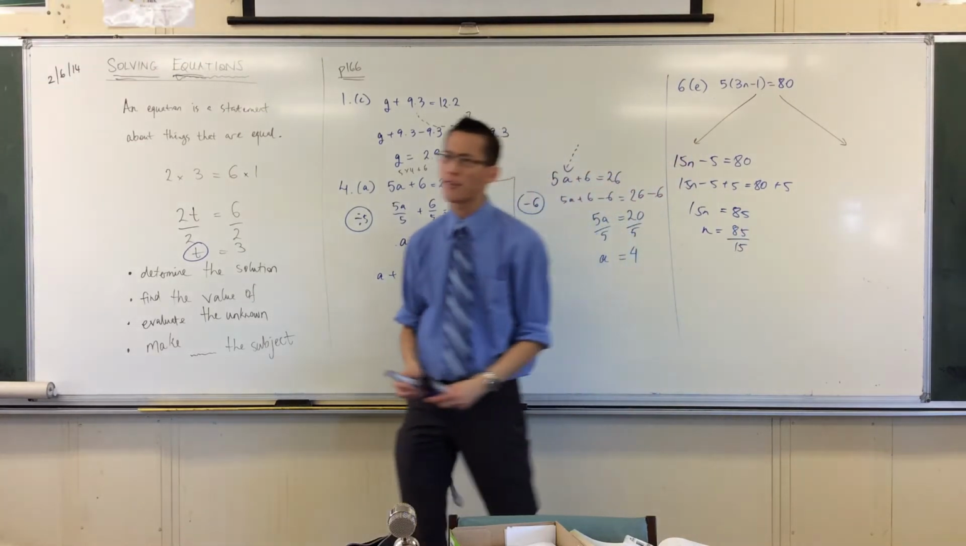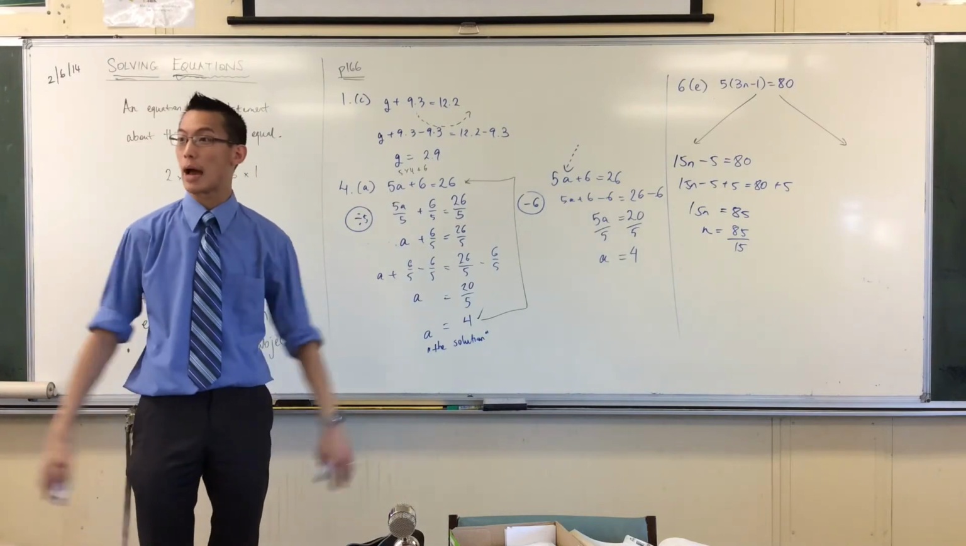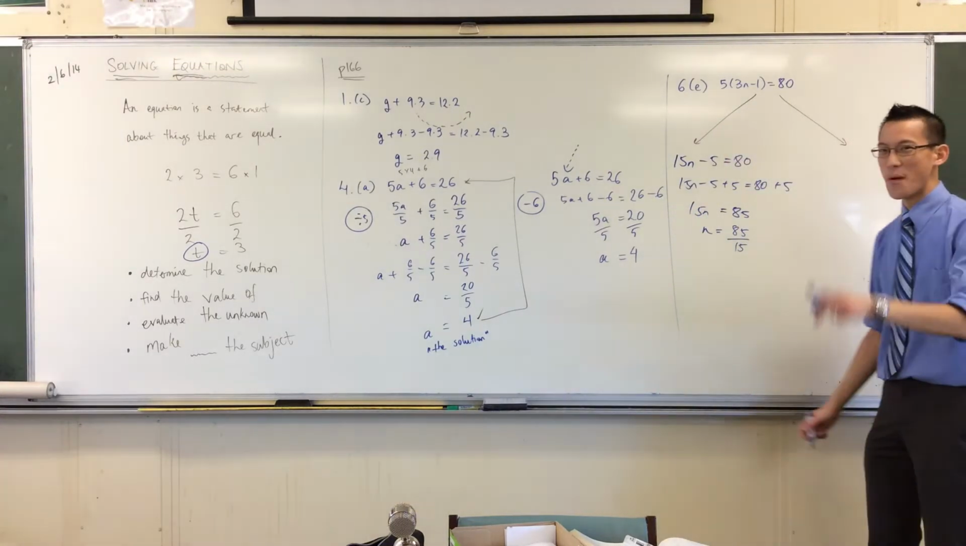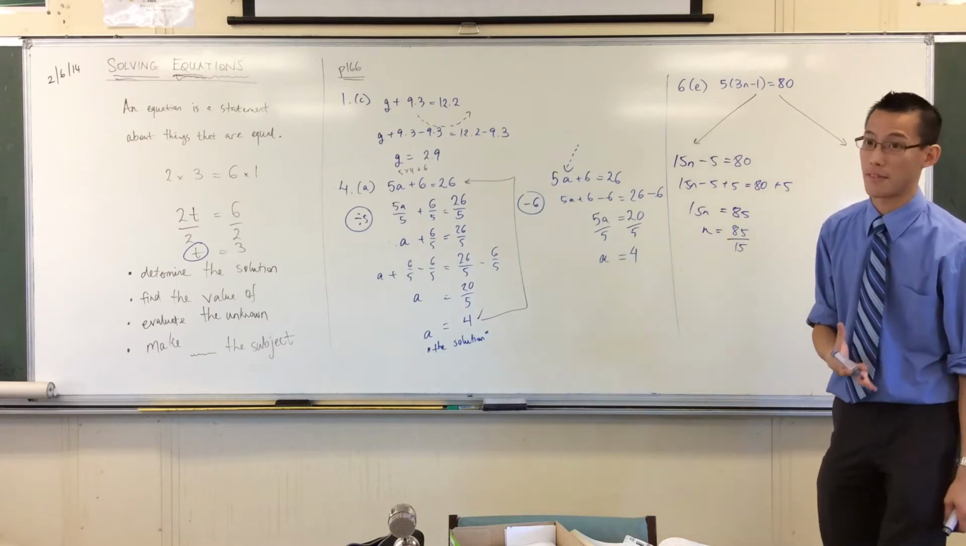Are we finished? No. We can do a bit better than this, can't we? What can we do to this? I can simplify. How will I do it? You just put it in the calculator. The way I'm going to do it is I can divide the top and the bottom by 5. That's the common factor, okay?